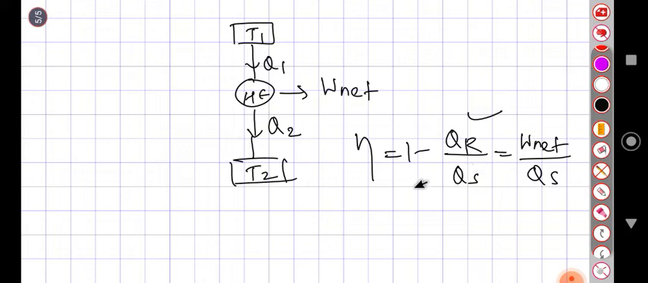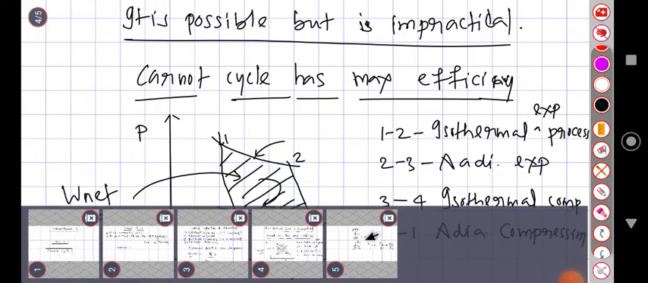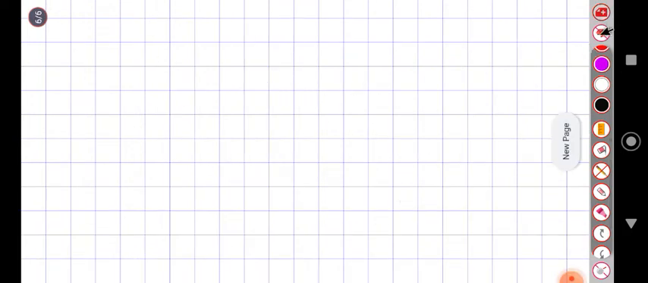Let me go to the previous slide. See, this area is the net work. The area under the P-V diagram gives us the net work, okay. I will move on to the next page.